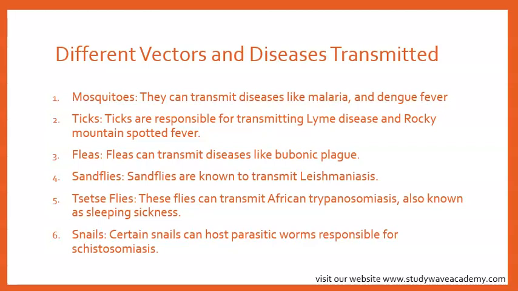Ticks. Ticks are responsible for transmitting Lyme disease and Rocky Mountain spotted fever. Ticks carry diseases like Lyme disease, which can affect your skin and make you feel unwell. Okay? Fleas. Fleas can transmit diseases like bubonic plague. Okay? Fleas can carry the germ that causes the bubonic plague, a very serious illness. Do we understand?